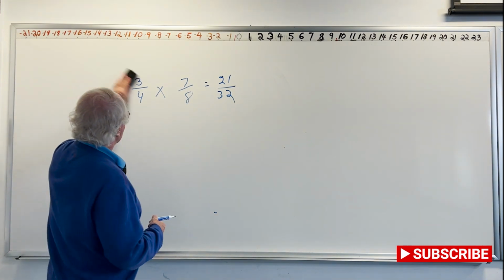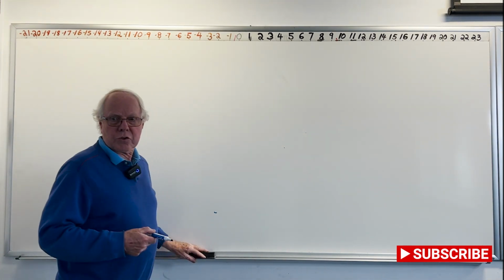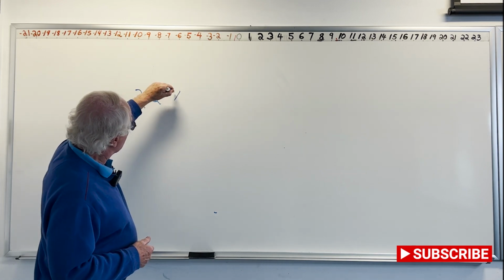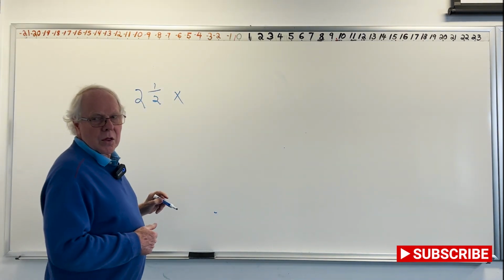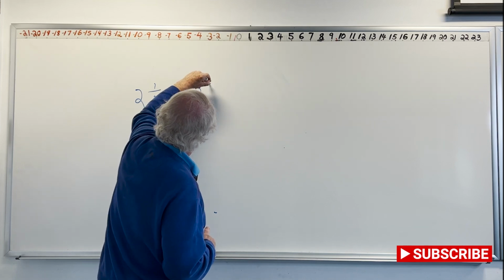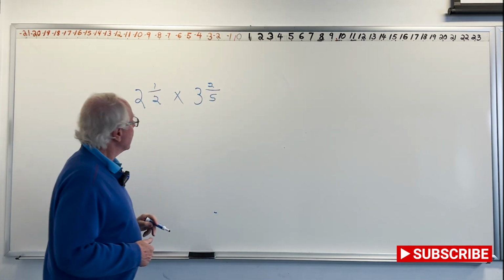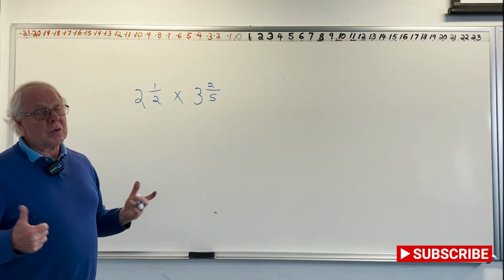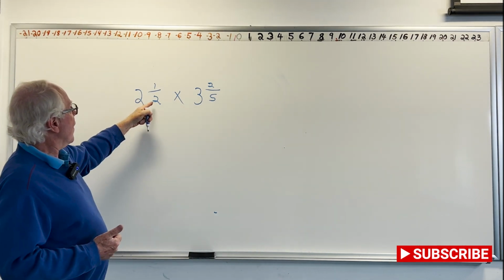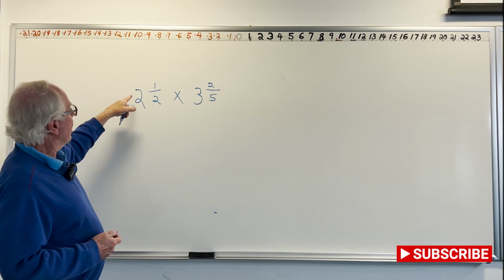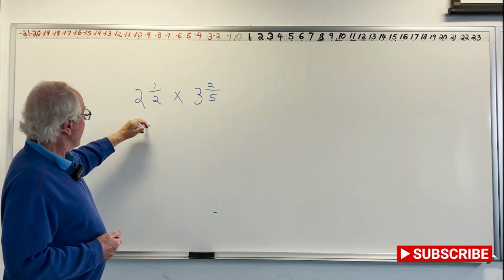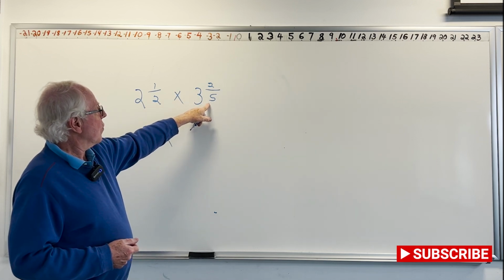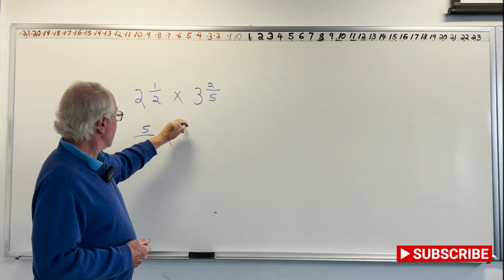Let's see. Next we have, this looks like an interesting one. We have 2 1/2 times 3 2/5. So you can see what we're getting at here. This is 2 mixed numbers, but it doesn't change anything. So let's find out how many halves this is. 2 times 2 is 4, plus 1 is 5. 5/2 times 3 times 5 is 15, plus 2 is 17.